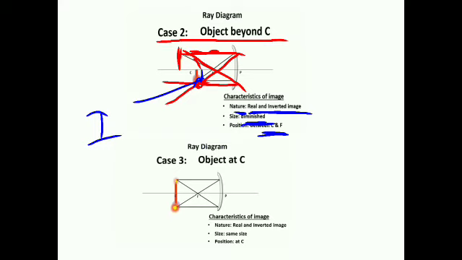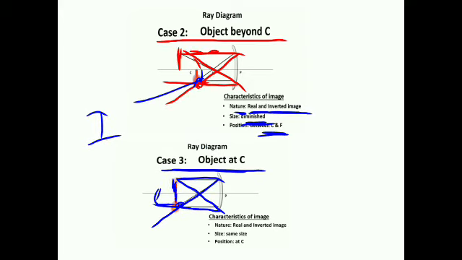Object at C. Case 3. Object at C. So here we place the candle at C, center of curvature. R1, this is the ray parallel to the principal axis, after reflection passes through focal point. R2, this ray is passing through focal point, after reflection becomes parallel to the principal axis. And here the two reflected rays intersect.